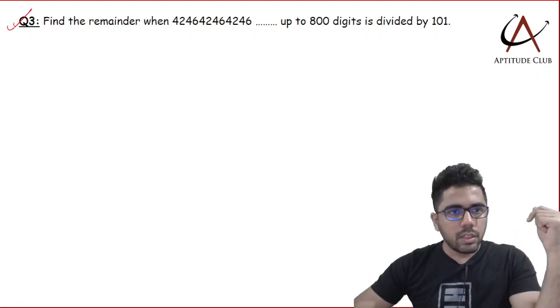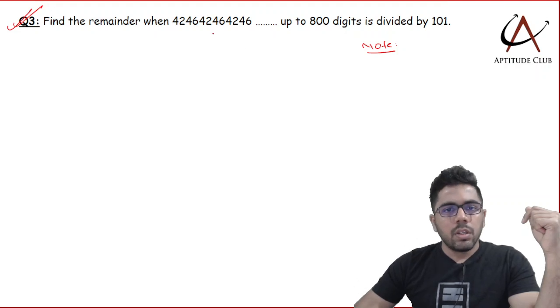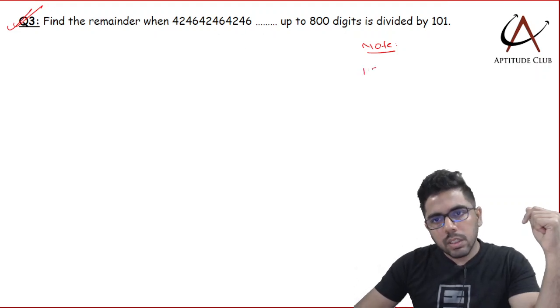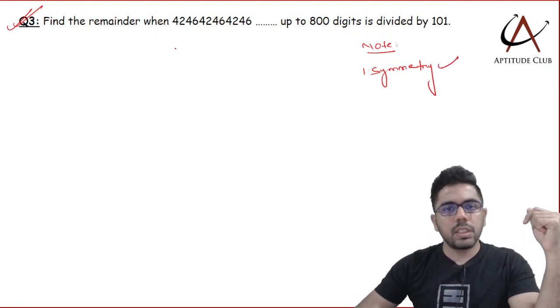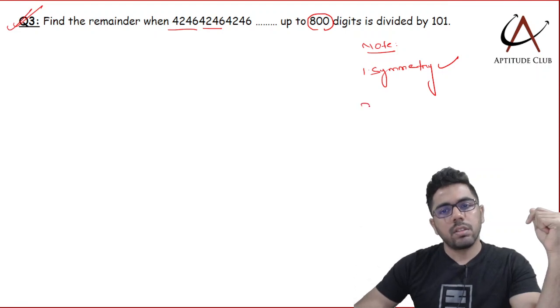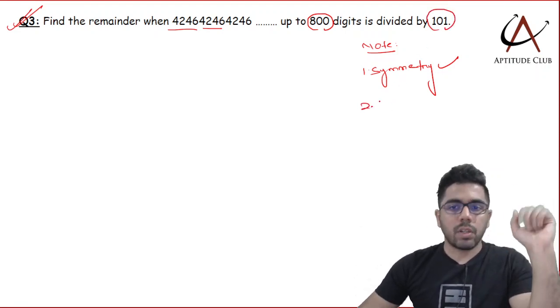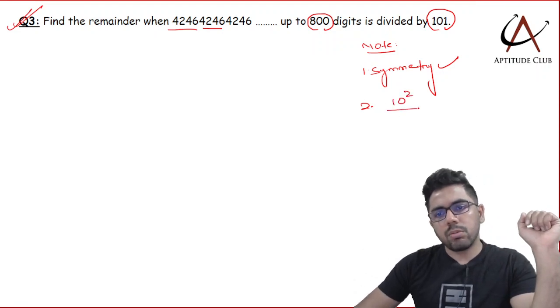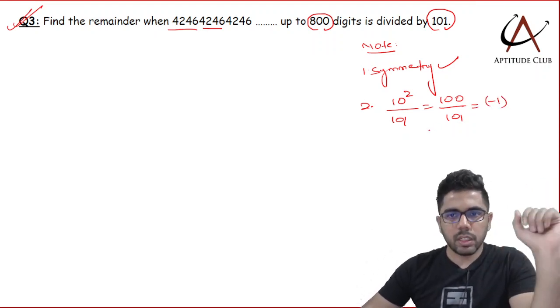Let's take a look at this one. यहाँ पे again we'll follow the same principle. That here is the number symmetric. Symmetry, yes. 4246, 4246, 800 digits तक है. Then I'll have to figure out a power of 10 which divided by the divisor, the remainder is 1. I am seeing 10 to the power 2 divided by 101. It is like 100 divided by 101. The remainder is minus 1. Is 1 less, so minus 1 आएगा remainder.